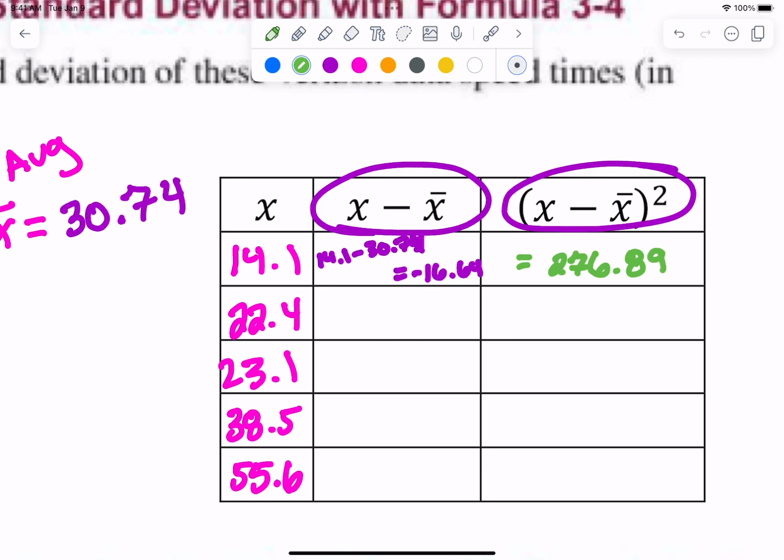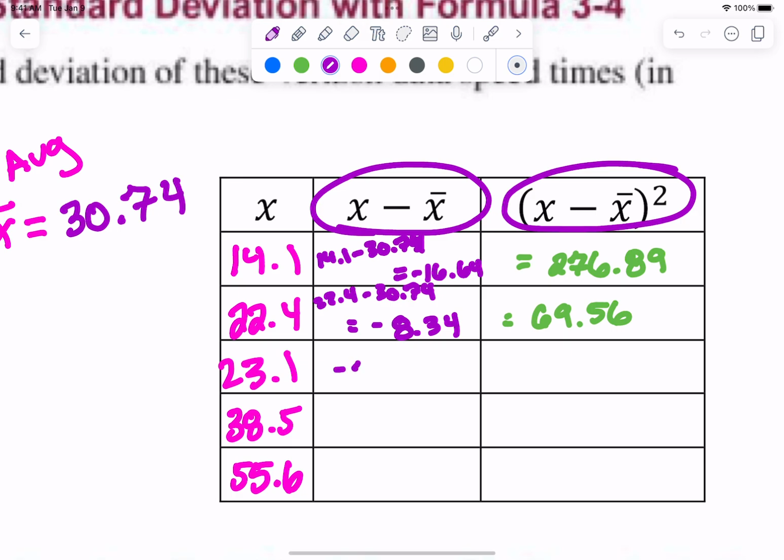All right, second one. Let's do this one now. 22.4 minus 30.74. Negative 8.34. Okay, let's square it. 69.56. Okay. All right. Do I need to keep writing the work down? 23.1 minus 30.74.